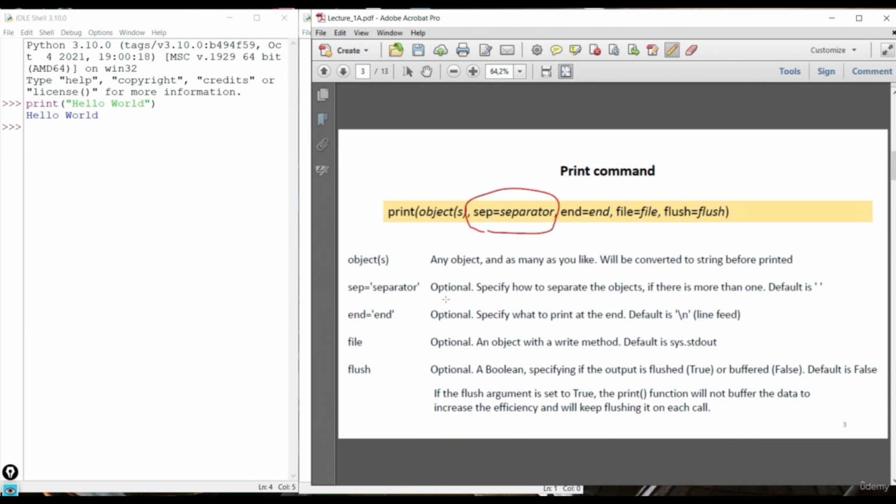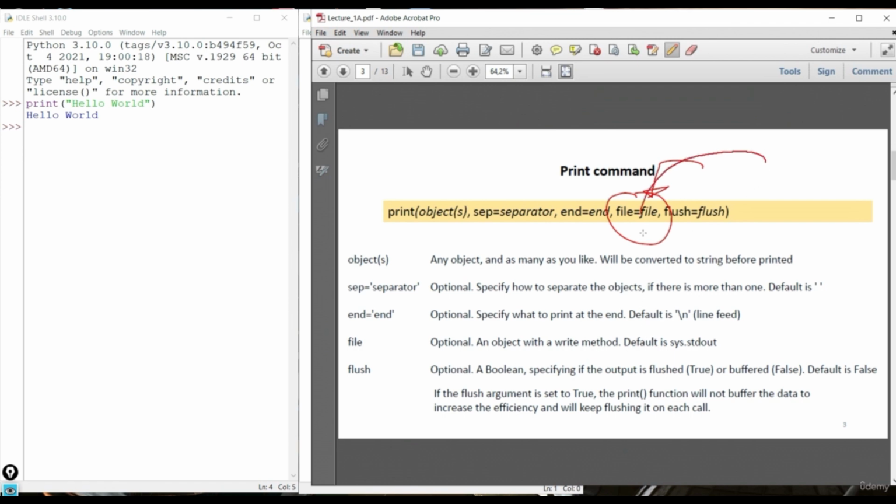Here we have a separator. It specifies how to separate the objects, if there is more than one, of course. The default is the blank space, and end is another argument. It is also optional. It specifies what to print at the end. By default, line feed is used, \n, and if you want to write strings to a file, we provide a file object here.